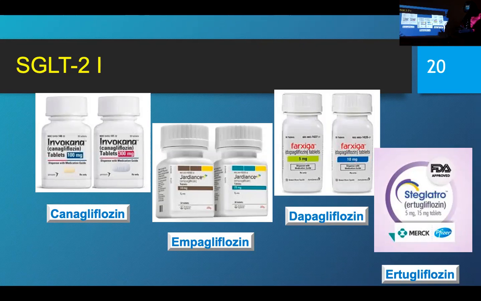This is a quick refresher. The first agent to be introduced in the market was canagliflozin under the name of Invokana, then empagliflozin, Jardiance, dapagliflozin, Farxiga, and ertugliflozin, Steglatro. There are other members of this class, and there are also combinations of members of this class with other antihyperglycemic agents.